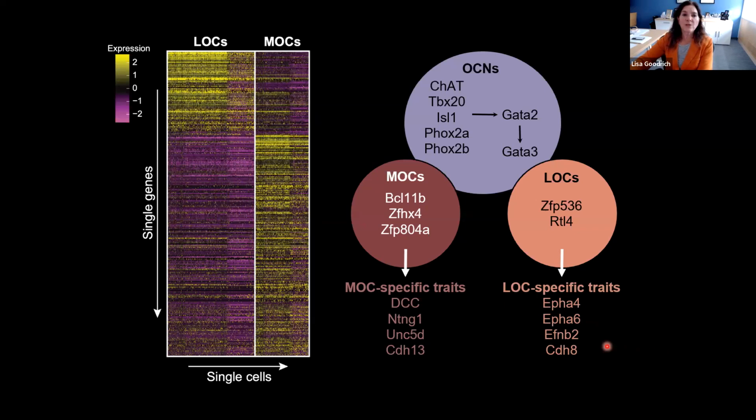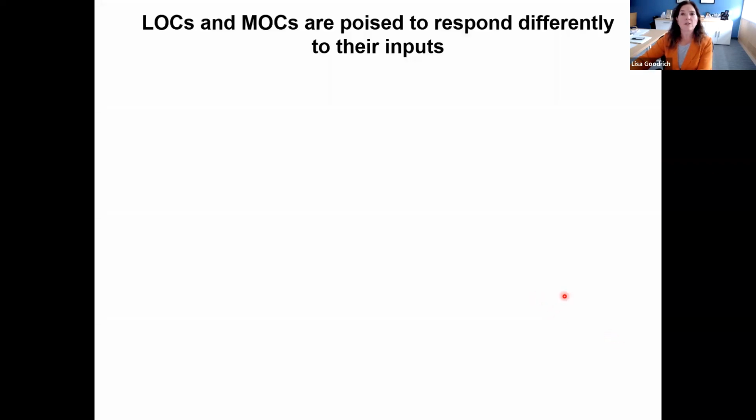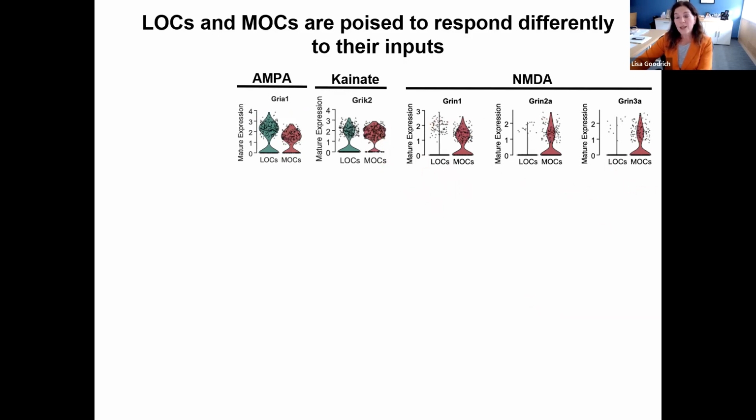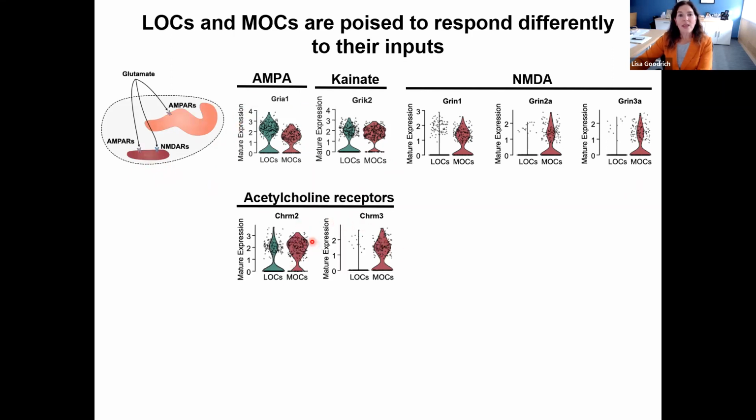From a functional point of view, we also made a lot of interesting observations, and this has been a really fruitful way of thinking about what these neurons do by asking what kind of inputs they get and what kind of outputs they make. If we look, for example, at the different kinds of neurotransmitter receptors that LOCs and MOCs express, we can get some sense of the kinds of responses they could mediate. They both express AMPA receptors and kainate receptors, but only the MOCs express NMDA receptors, for example. So they both respond to glutamate, but the MOCs respond differently to glutamate than the LOCs do. They are cholinergic, but they also express acetylcholine receptors, with different subunits. So again, they're going to respond to acetylcholine differently.